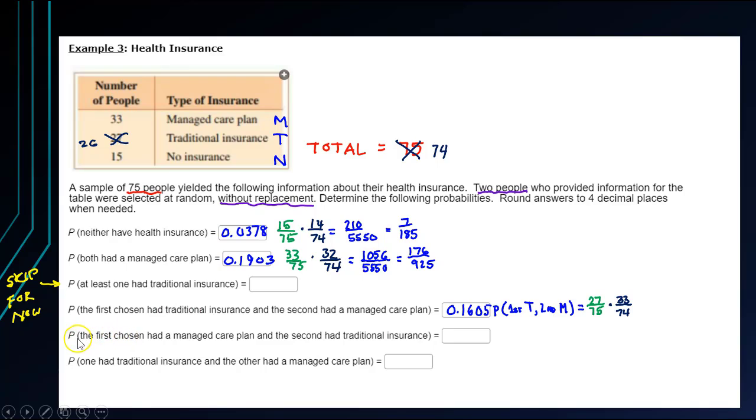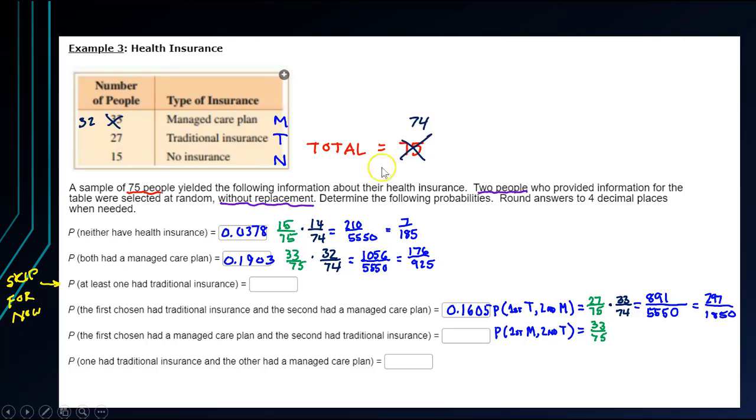On the next one, it says the probability the first chosen had a managed care plan, the second had traditional insurance. So here I'm going to have, again, the first one being M, the second one being T. Notice that I'm going to have 33 out of 75 on the first one, cross that out, of course, have 32 left, 74 left in total. Notice I have the exact same numerators being multiplied together, and it's the exact same denominator. So it's the same probability for this.